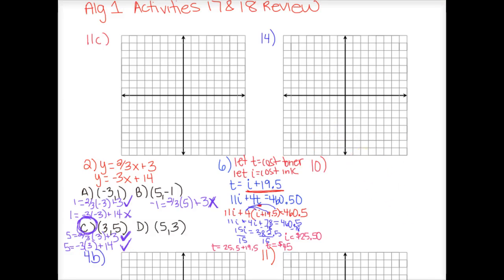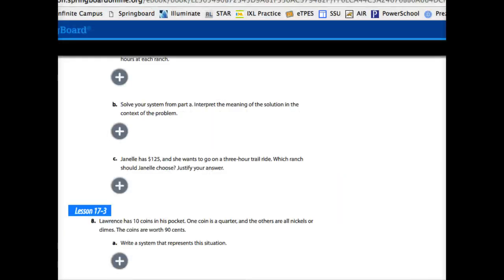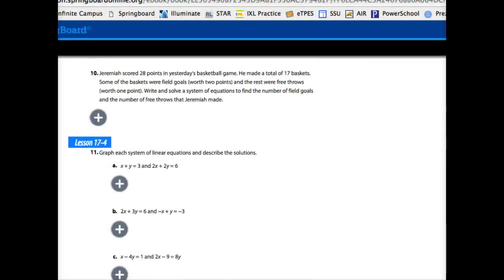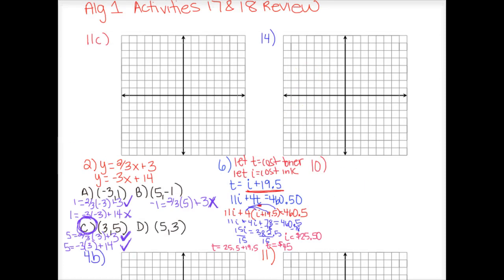Also a word problem. So scroll down here. Jeremiah scored 28 points in yesterday's basketball game. He made a total of 17 baskets. Some of the baskets were field goals worth 2 points. The rest were free throws worth 1 point. Write and solve a system to find the number of field goals and the number of free throws that Jeremiah made. So again, the first thing that I should be doing here is defining my variables.